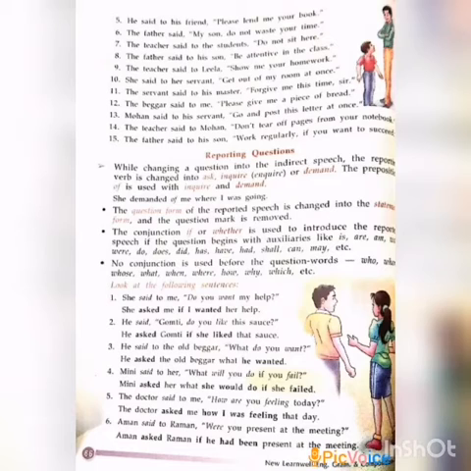Second one: he said, "Gomti, do you like these chores?" Here, he asked Gomti if she liked those chores. "You" refers to the second person, she, and like changes to liked, and this changes to that. Third one: he said to the old beggar, "What do you want?" Said to changes to asked. So, he asked the old beggar what he wanted. And fourth one: Minnie said to her, "What will you do if you fail?" Minnie asked her what she would do if she failed.